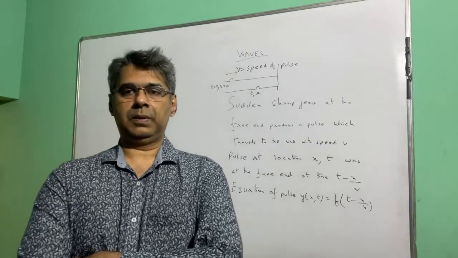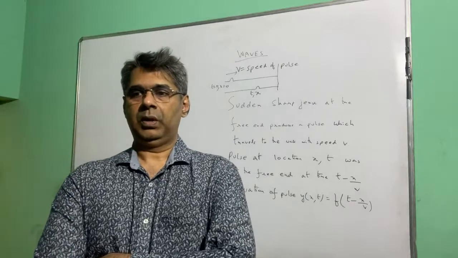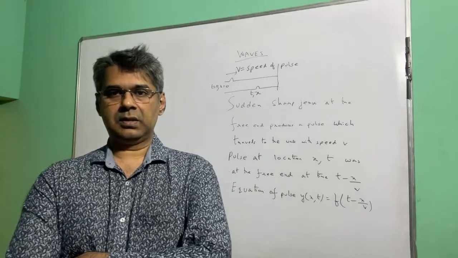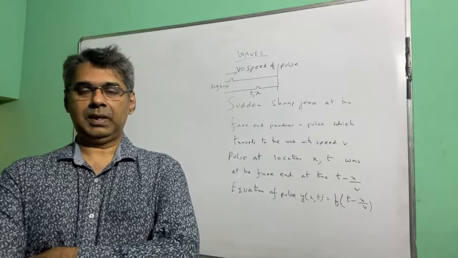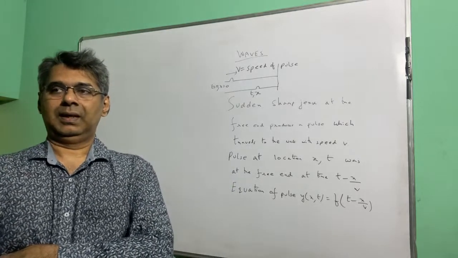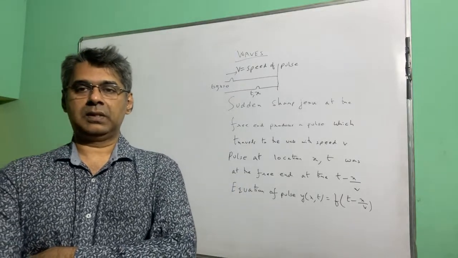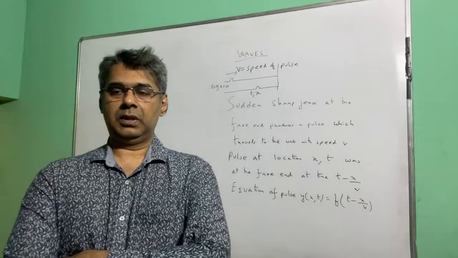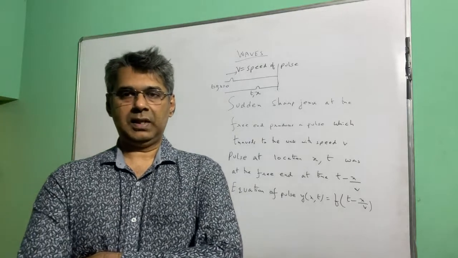But suppose that person continuously jerks the string in a systematic manner, then you will get a succession of pulses. That succession of pulses is called a wave, right? So the person gave a sudden sharp jerk, and then he just held the string in his hand, so then you will just get a pulse.